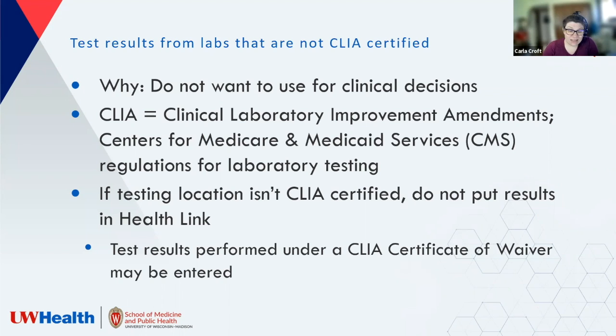There are some tests that can be performed underneath a CLIA waiver. Those test results may be entered in like a progress note within HealthLink. I think one of the most common situations this comes up is a urine pregnancy test. So if your team is running urine pregnancy tests for your patients under a CLIA certificate of waiver, you can enter that result into HealthLink in a progress note or similar. But if you're sending labs out to a central lab location, they're doing testing, they're not CLIA certified, don't put it in HealthLink.